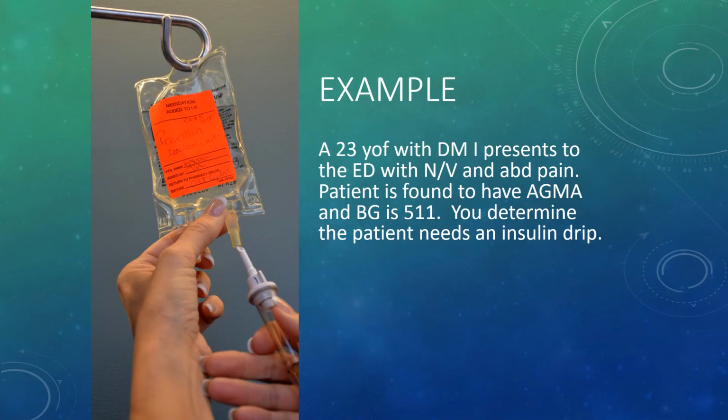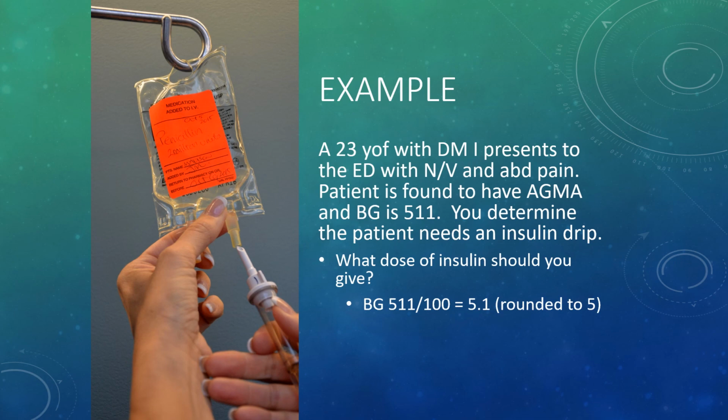For example, you have a 23-year-old female with diabetes type 1 who presents to the ED with nausea, vomiting, and abdominal pain. Patient is found to have anion gap metabolic acidosis and a blood glucose of 511. You determine that the patient needs an insulin drip. So obviously this patient is in DKA. So what dose of insulin should you give? Well, if their blood glucose is 511, you take that divided by 100, which equals 5.1, so you round that to 5. So you would give an insulin drip with 5 units as an IV bolus, followed by 5 units per hour.